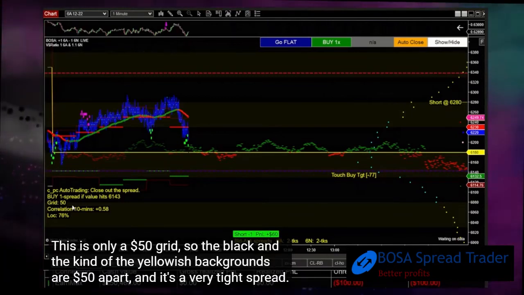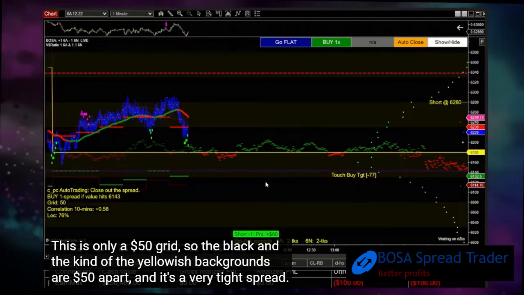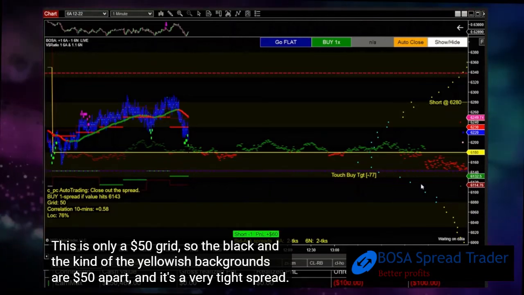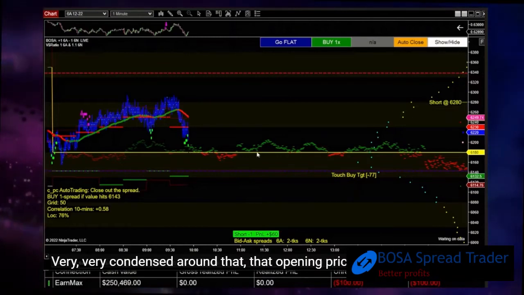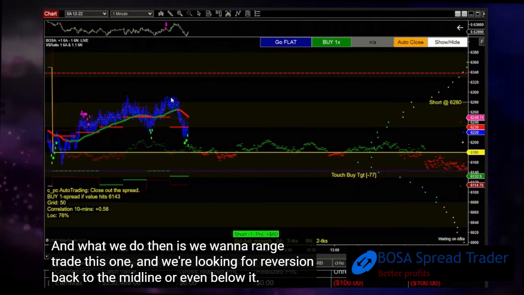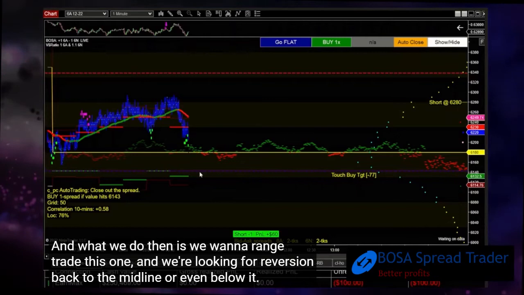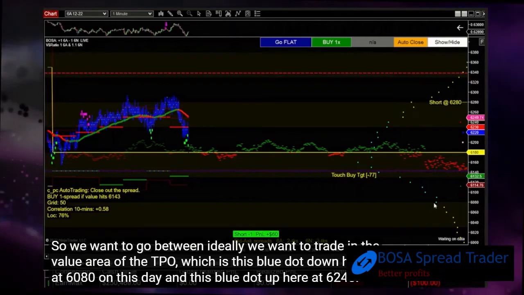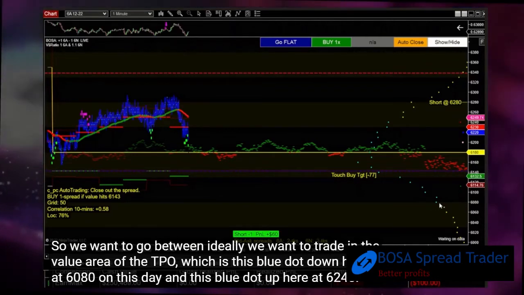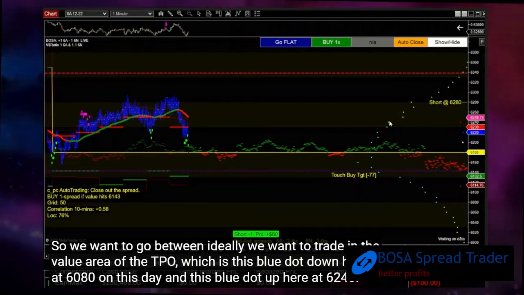This is only a $50 grid, so the black and the yellowish backgrounds are $50 apart. And it's a very tight spread, very condensed around that opening price. What we do then is we want to range trade this one. We're looking for reversion back to the midline or even below it. Ideally, we want to trade in the value area of the TPO, which is this blue dot down here at 6080 on this day, and this blue dot up here at 6240.